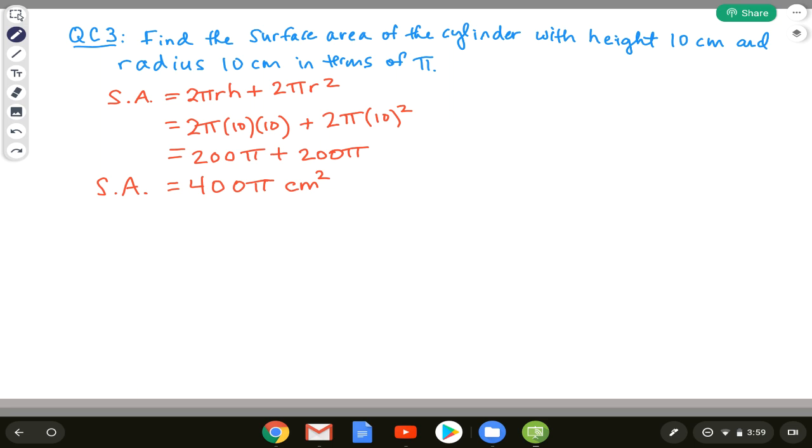Okay, so now go back and try to find the areas of cylinders in your section 11.2.